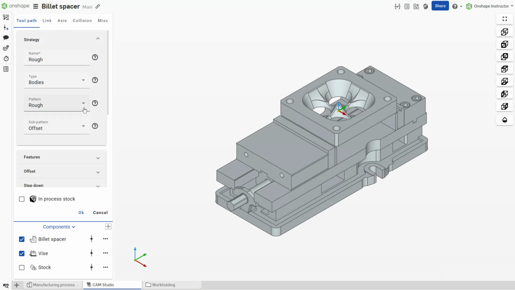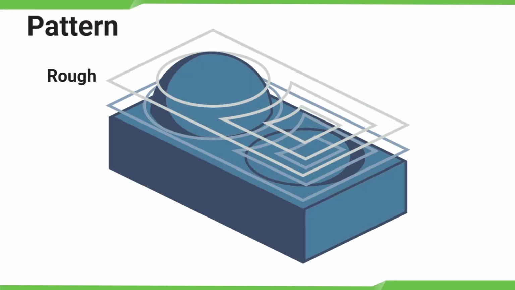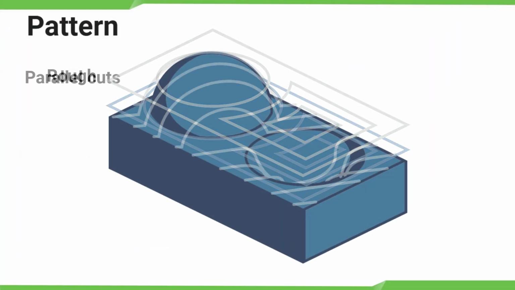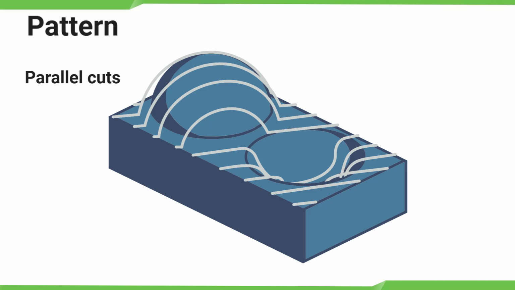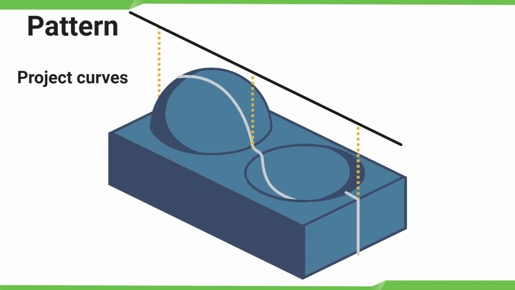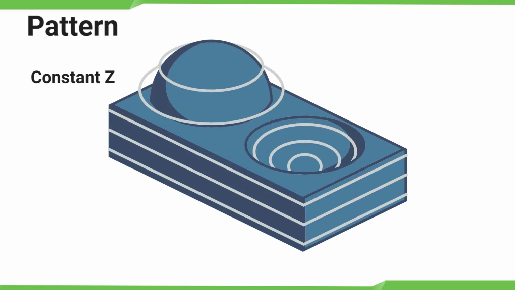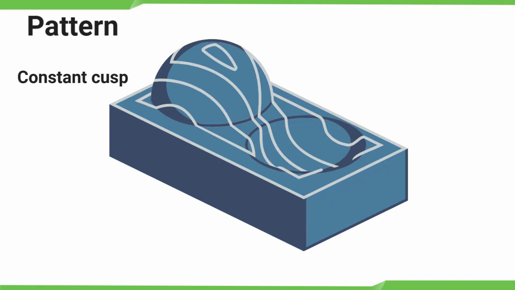Click the pattern dropdown to select one of the available patterns based on the toolpath type selected. With a bodies type selected, there are several patterns available. Rough is used to remove large volumes of material. Parallel cuts allow the machining of components with toolpath passes that are parallel to each other. Project curves calculate the toolpath by projecting curves onto surfaces. Constant Z allows the machining of components with toolpath passes that are parallel to a plane depending on the machining direction. Constant Cusp creates an equidistant cut pattern on the machining surfaces.